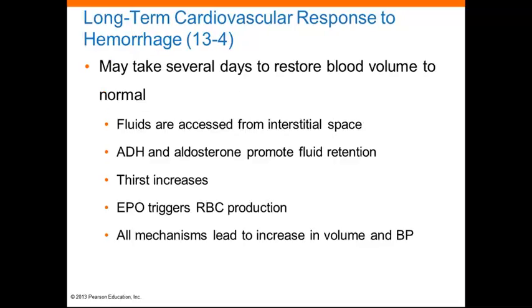So the long-term cardiovascular response to hemorrhage may take several days to restore blood volume to its normal conditions. Fluids are accessed from interstitial spaces, kind of slurped right out. Antidiuretic hormone and aldosterone are going to be released to promote fluid retention, and your thirst will increase. Erythropoietin will be released from the kidneys to trigger red blood cell production, and all in all, these mechanisms are going to sum up to an increase in the volume of the blood and an increase in the blood pressure.